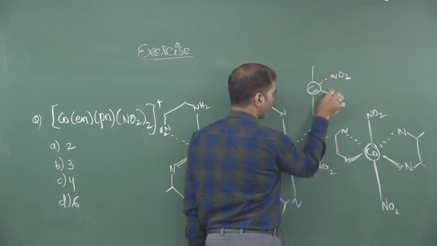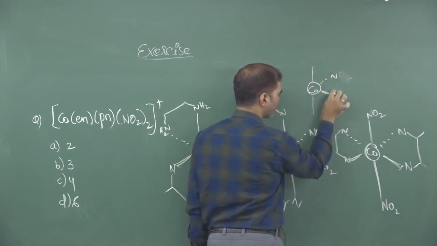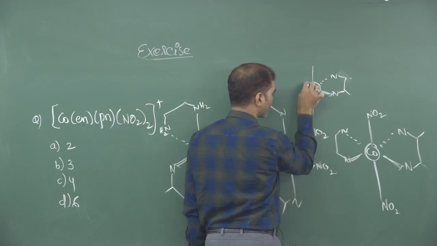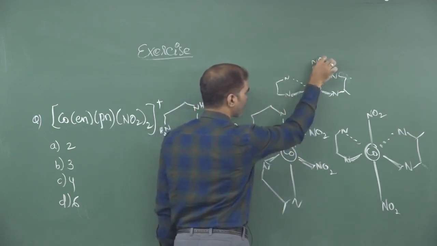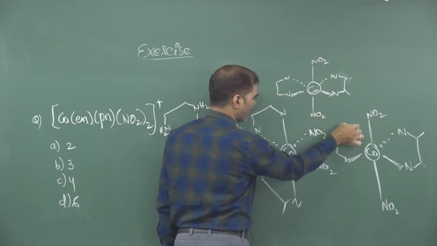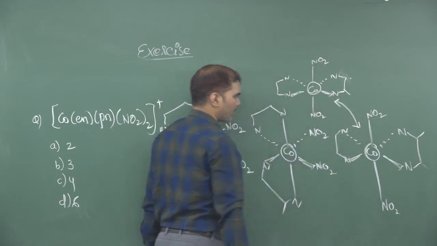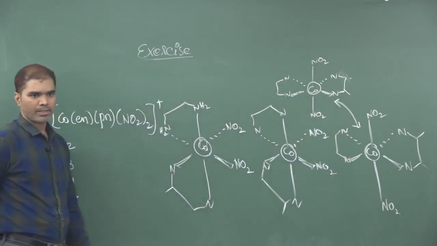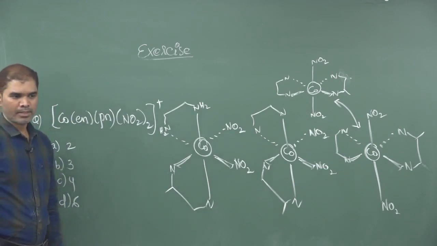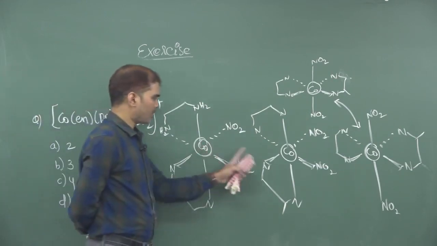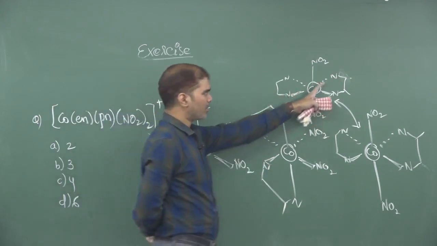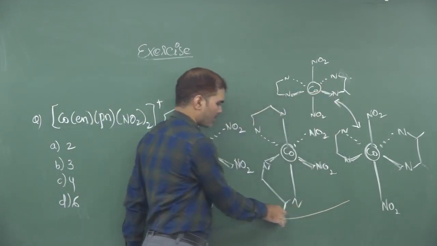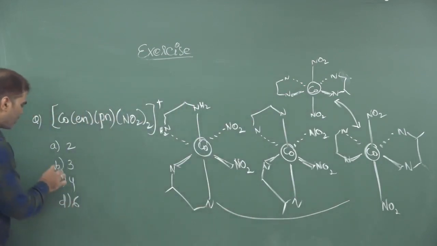Fourth one, if I write it here, now look at 3 and 4. Are they identical or are they different? They are same, but these two are different. So you don't put the fourth one. There are only three possibilities. Answer is B.